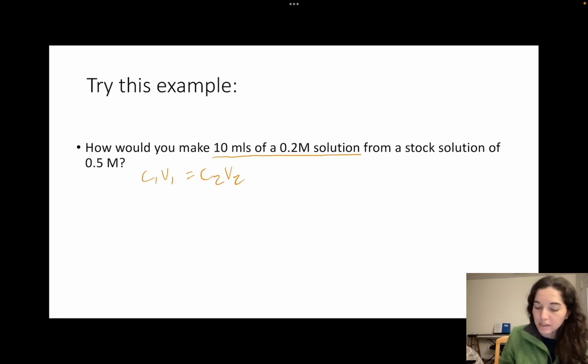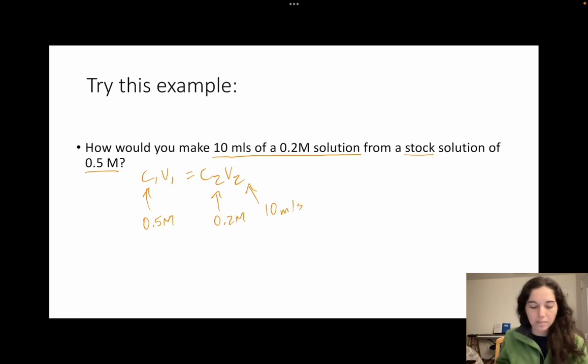solution. So the stock is 0.5. So that tells us that this is 0.5 molar here. And our solution is 0.2 molar and 10 milliliters. So the question is, how would you make it?